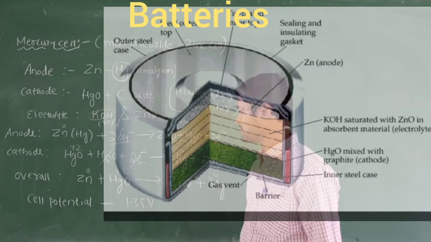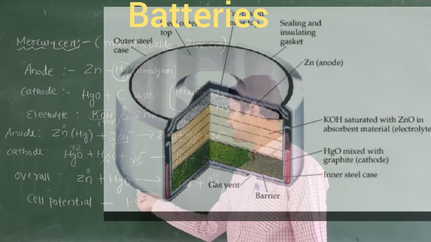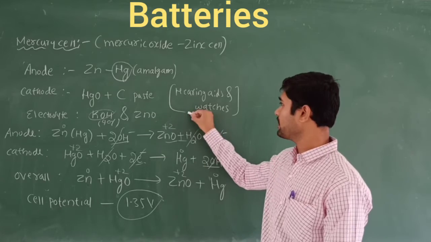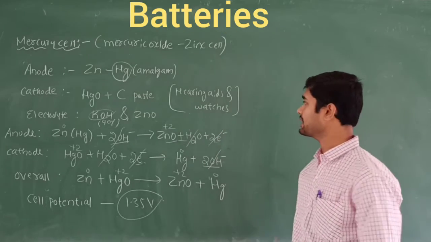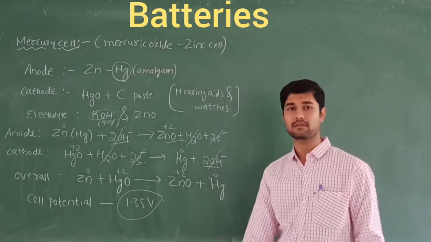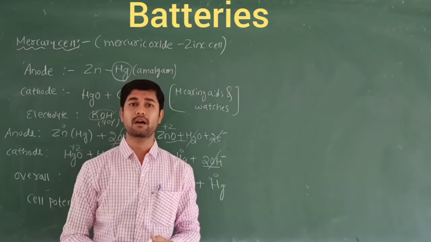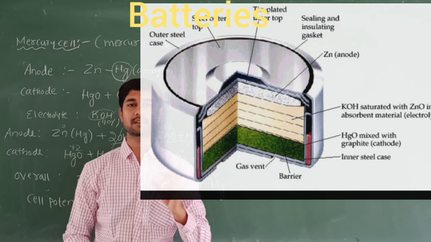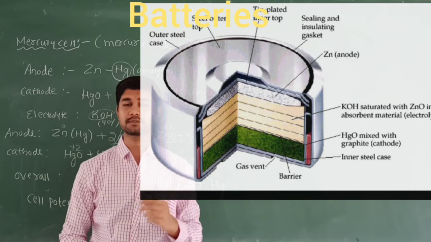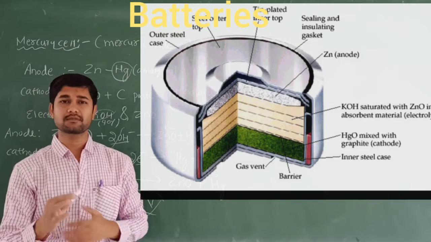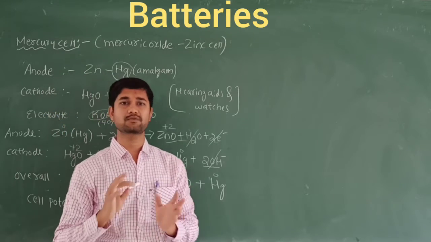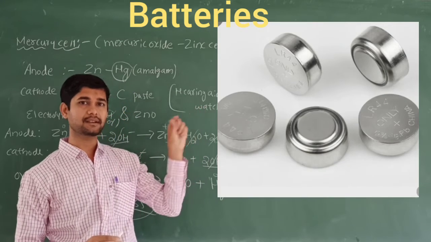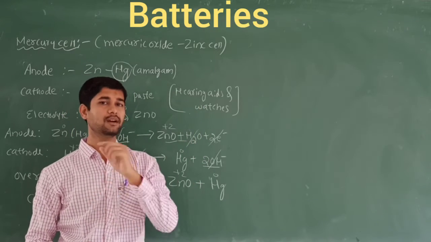So what is the cell potential for this one? That is 1.35 volt for this mercury cell. So where are we going to use this mercury cell? That is hearing aids and watches. We are going to use the small cells, right? After the usage of the watches, you are going to remove the cells, right? But the cells are not going to work properly after some time because they are dead cells. Means we are not going to reuse them further, we just throw them away. So you can see in the picture the small cells that you are going to use in your watches.